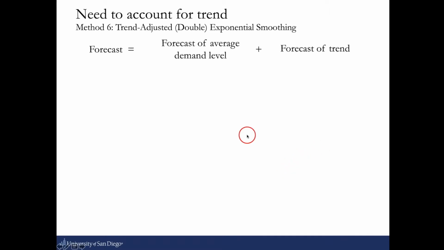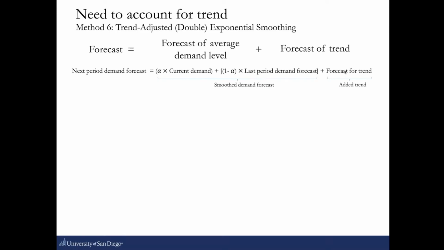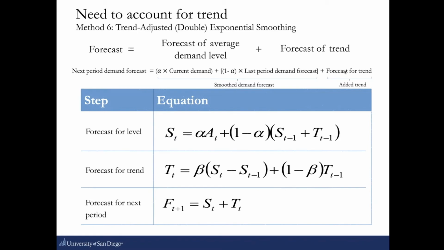So in general, to forecast demand, you have the forecast of average demand level plus the forecast of trend. In the last 5 models, what we have is the left hand side, but not the right hand side. In this model, we include the right hand side so that we can also incorporate the trend estimates in the forecasting model. So this is how it looks in terms of the equation, but I'm going to show you the more formal equation at the bottom of this slide. Okay, so let's break down these equations.